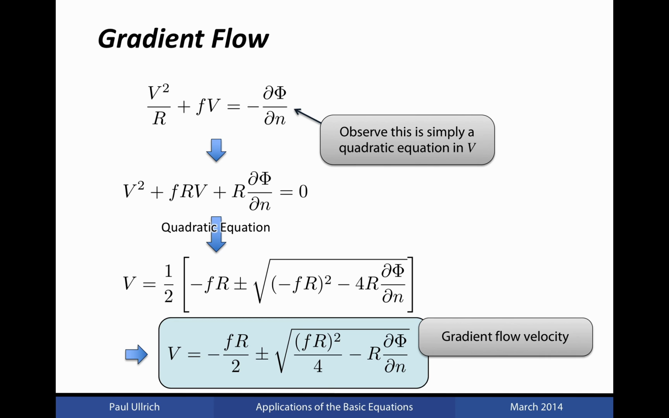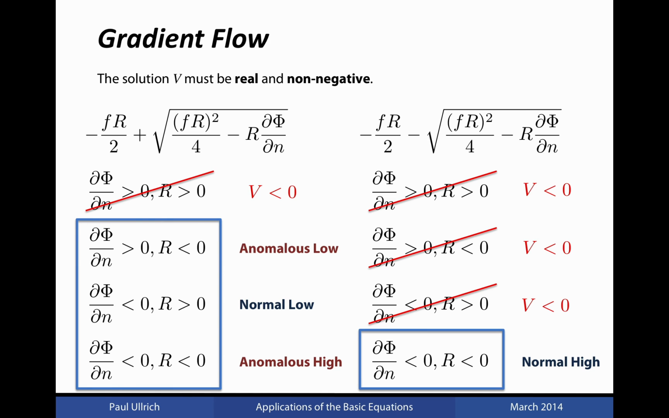Note that not all solutions are possible to this equation. Let's consider the possible choices which arise from different signs associated with the pressure gradient force and the radius of curvature. So we know that the solution v must be real and must be non-negative. By construction, we required that this velocity always be non-negative. Consequently, although there are 8 cases that arise from different choices of sign in the quadratic expression from the previous slide, 4 of these can actually be eliminated because they give rise to values of the velocity magnitude which are negative. 4 of these are actually physical solutions, and we'll refer to these as normal low, normal high, anomalous low, and anomalous high.